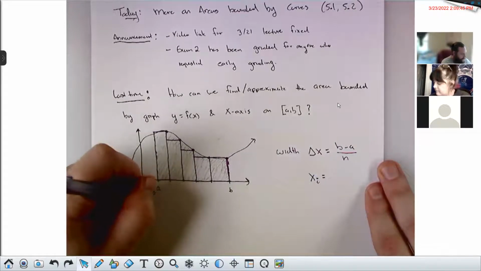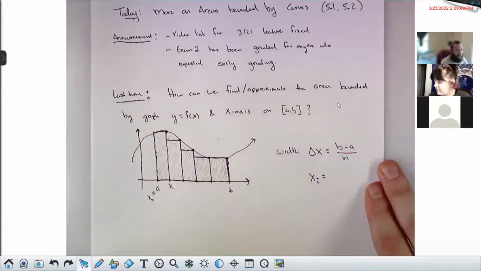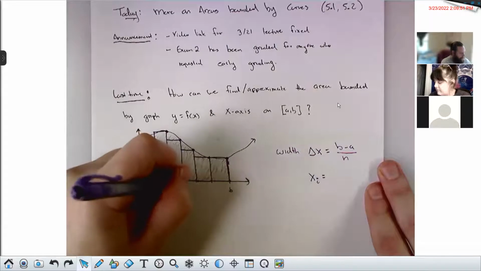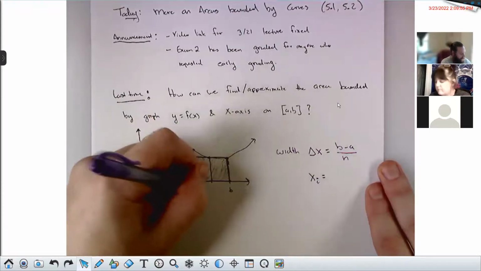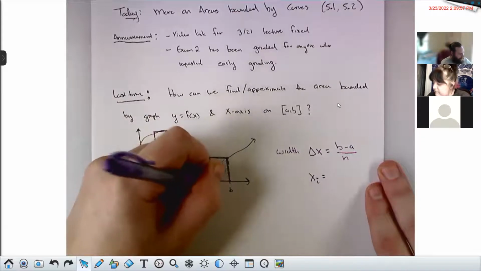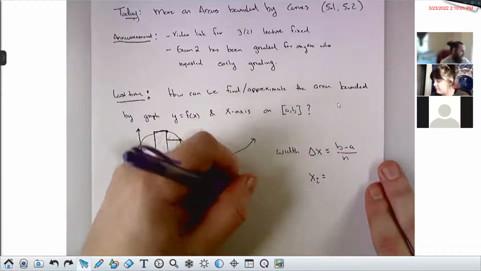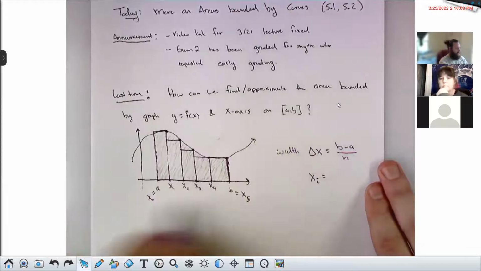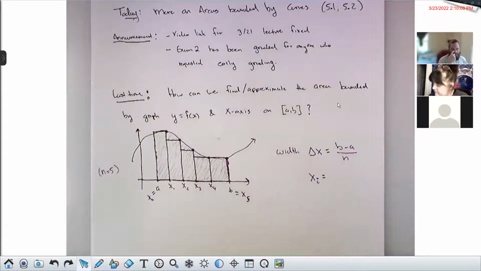A we call x0. This guy we call x1. This guy would be x2. This guy would be x3, x4. And b we would call x5. So here n is equal to 5. 5 rectangles, each of the same width.